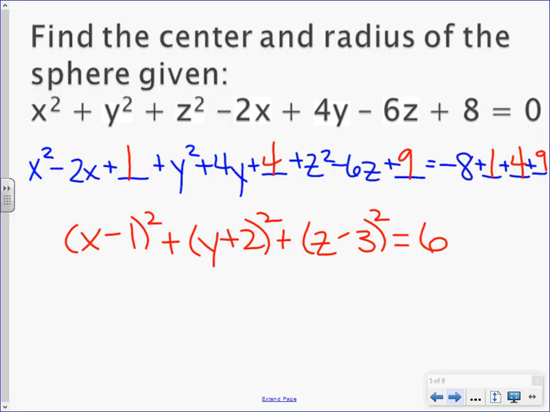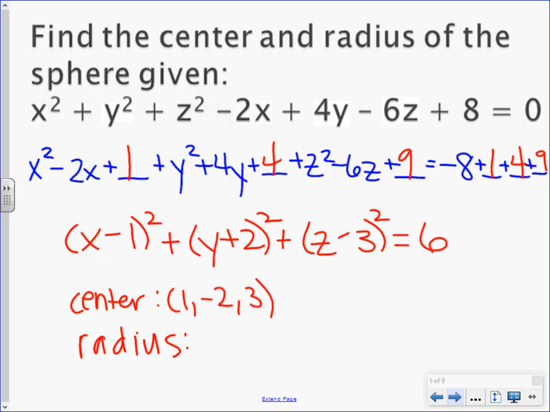Okay. Sarah, where's our center? -1, 2. I'm kidding. It was 1, -2. Good catch. Layton, what's our radius? Radical 6. That is r squared, so our radius is radical 6. Very good.